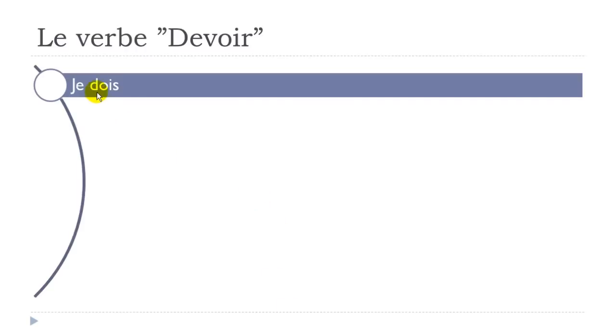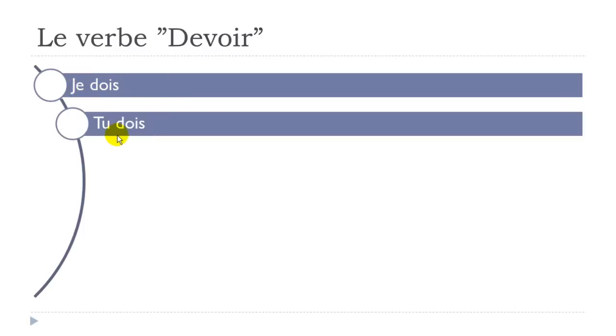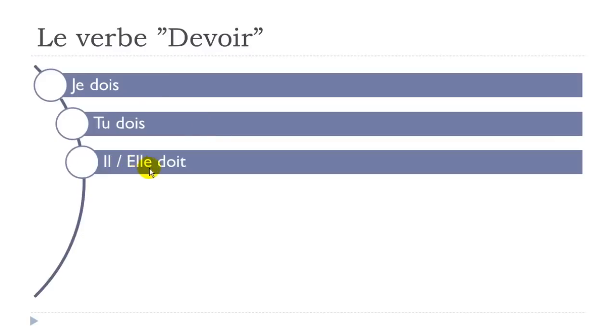Je dois. Remember, the final S is not pronounced. O and I combined give the sound "wa". Je dois. Tu dois, final S not pronounced. Il, elle doit, final T not pronounced. Il doit, elle doit. If you look at these forms phonetically, they are the same: doit, doit, doit.